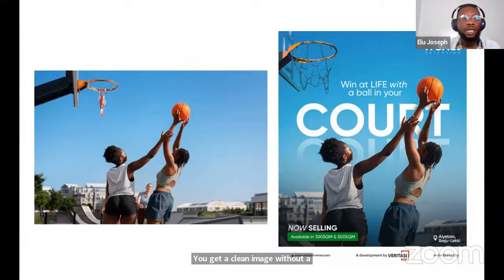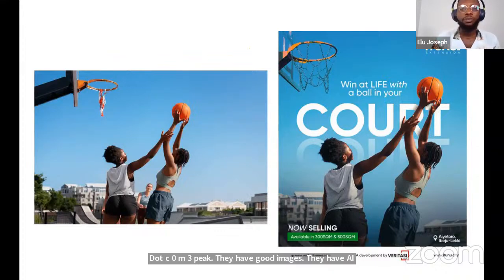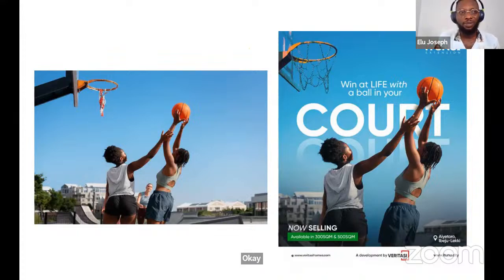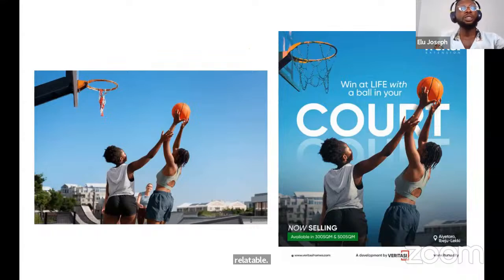Now, Freepik has a lot of clean images that you can download for free, absolutely free. Freepik.com, F-R-E-E-P-I-K dot com. They have good images, they have illustrations, they have AI generated images that you can use. Okay? But you get what I'm saying? Your image should be relatable. Your image should communicate. It is very important.